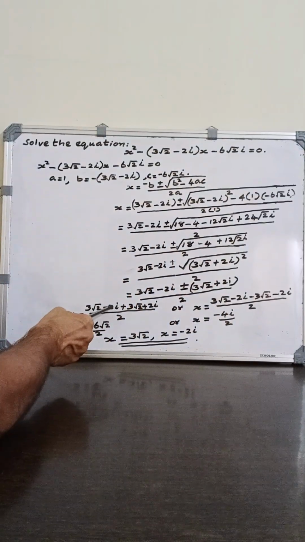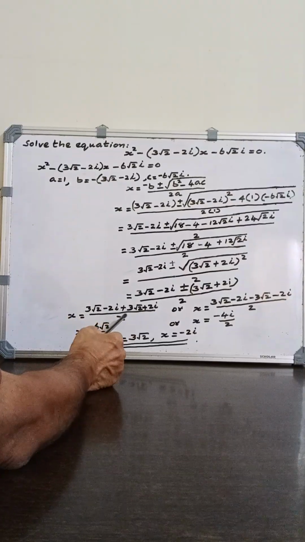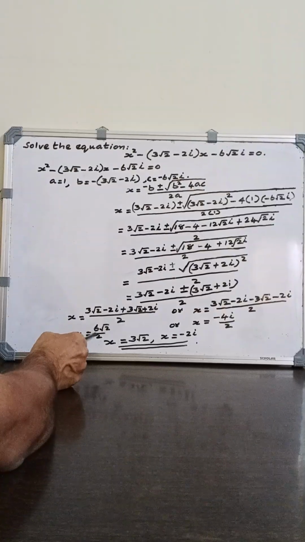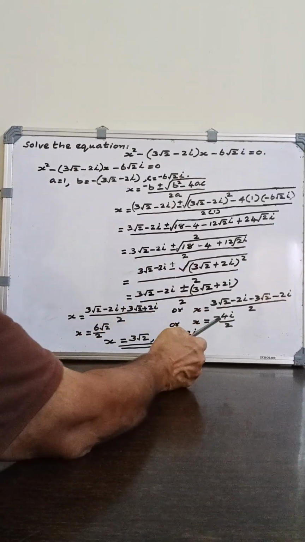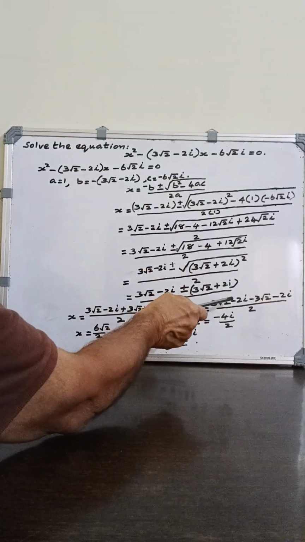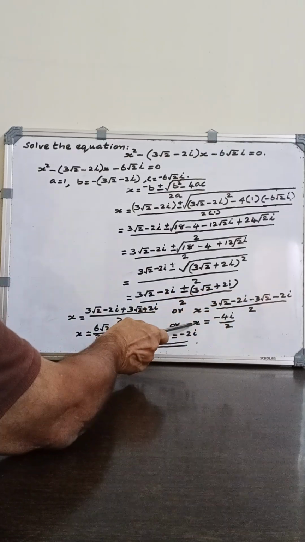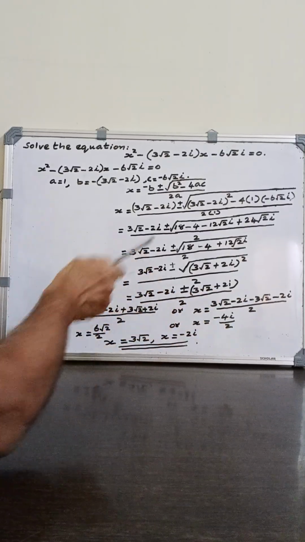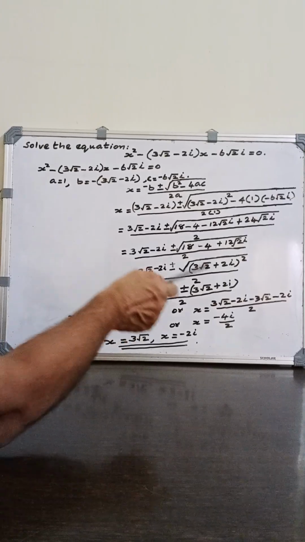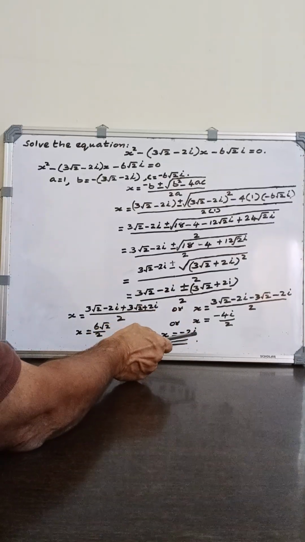Therefore, minus 2i and plus 2i will cancel. Therefore, 3 root 2 plus 3 root 2 by 2, that is 6 root 2 by 2. x equals 6 root 2 by 2. Or x equals 3 root 2 and minus 3 root 2 cancels. Therefore, minus 2i and minus 2i gives minus 4i by 2. x equals minus 4i by 2. 6 root 2 by 2 defines x equals 3 root 2. Minus 4i by 2 defines x equals minus 2i.